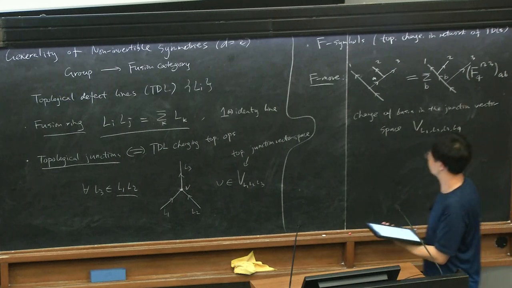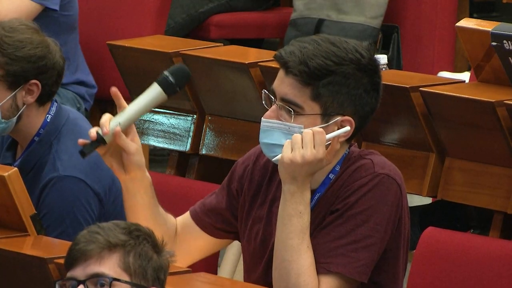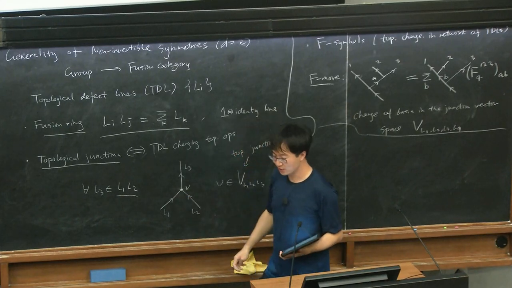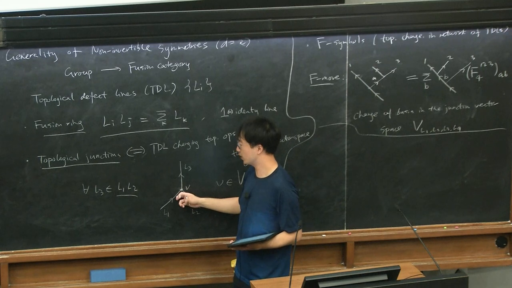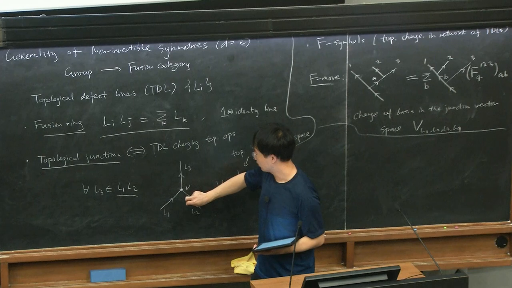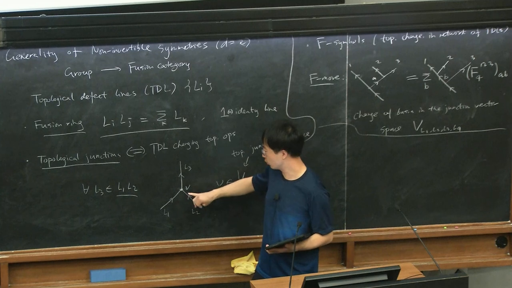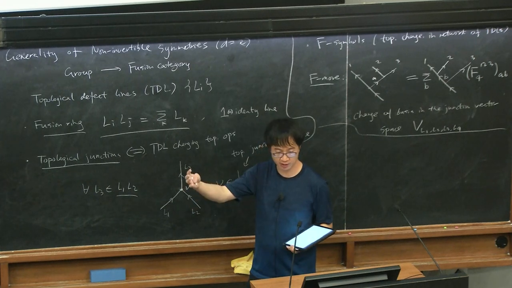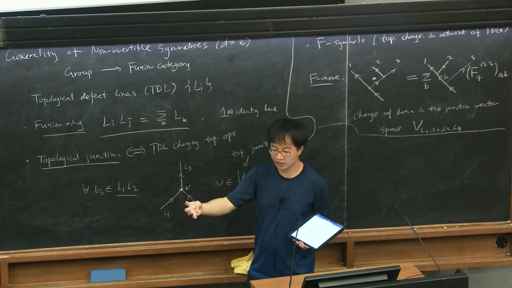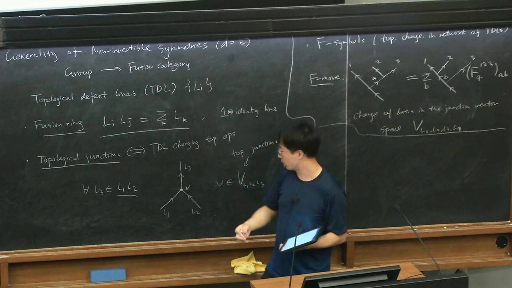Another question? Can you explain again why there's a whole vector space of junctions? I think that notion is not completely clear at the moment, but you can think about it this way. The point is that this is like a point-like operator. Having one junction, you can multiply this point-like operator by an arbitrary complex number. That's still topological. It's just a different way to define this junction. So if you have two independent such junctions, then you have a two-dimensional complex vector space. And that's one way to think about it.